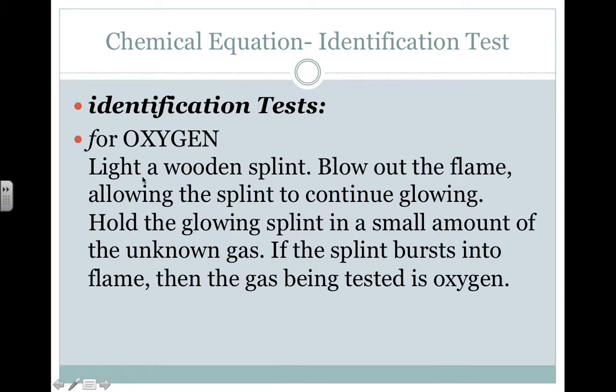So we could light a wooden splint. We blow out the flame, allowing the splint to continue glowing. Hold the glowing splint in a small amount of the unknown gas, and if the splint bursts into flame again, then the gas being tested is oxygen. So we light it, we put it out, and then we put it back under the gas source, and if it lights back up or bursts into flame again, then that's oxygen. So this is one of the identification tests if we are dealing with oxygen.